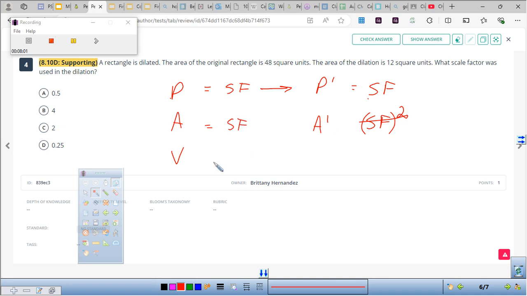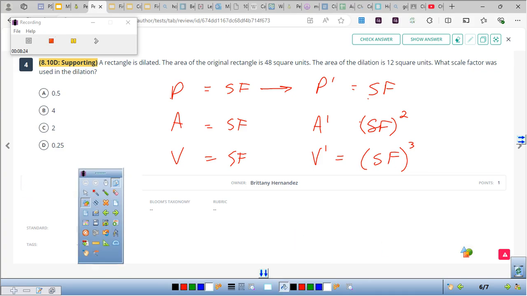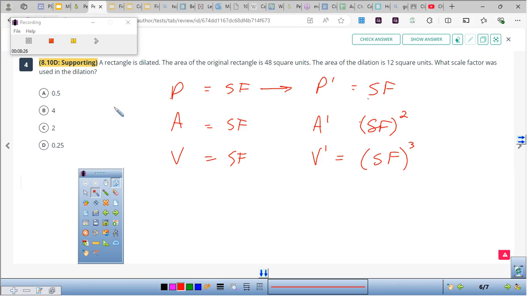Whatever the scale factor was. For the volume, they used some scale factor, but to get the volume prime, they cubed it. So looking at this one, since we're talking about area, we have to use this idea, the scale factor squared.